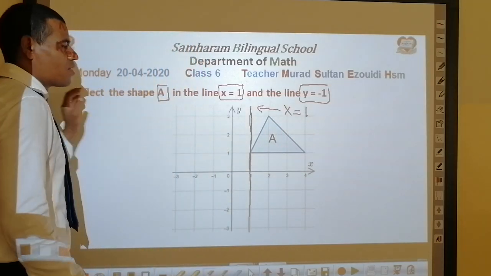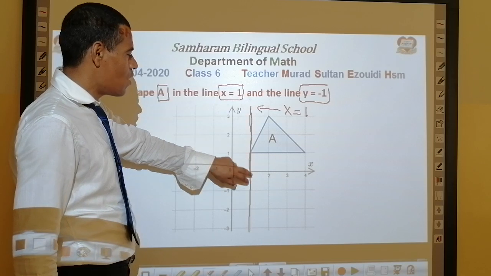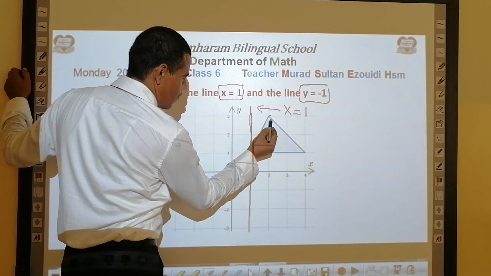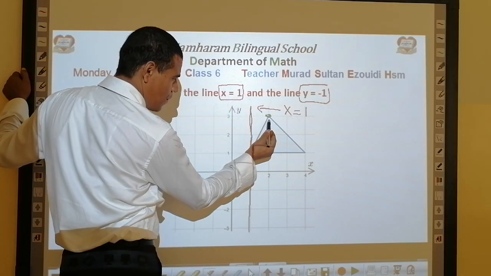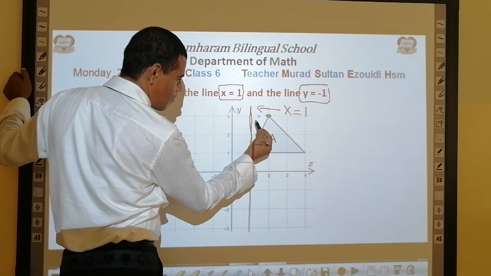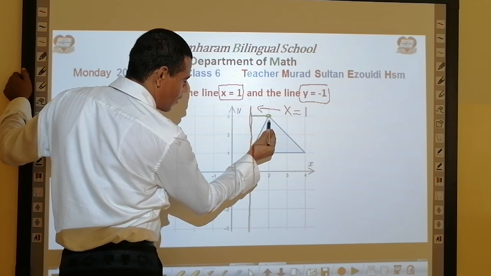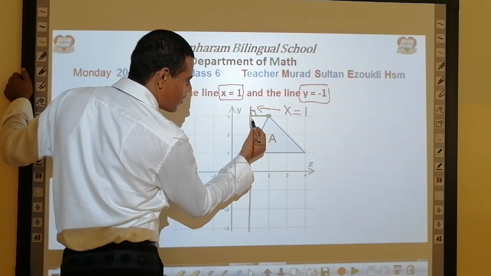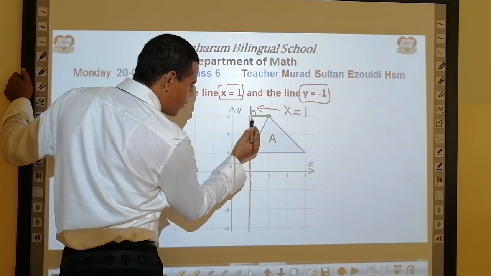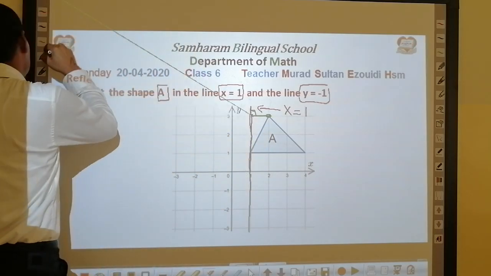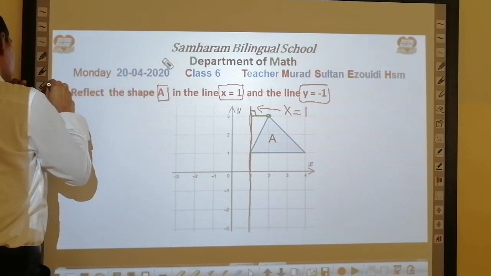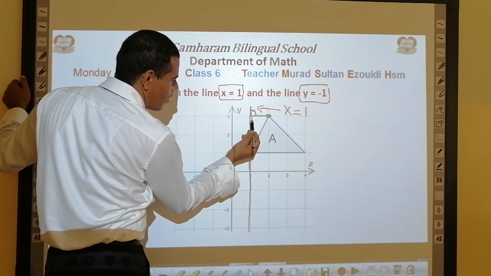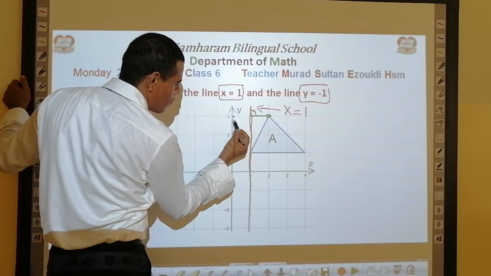You will try to reflect this triangle in the line of reflection x equal 1. What will you do exactly? The first vertex of the triangle is only 1 unit from the line of reflection. You will draw a perpendicular line like that. This is 90 degrees. Then you should keep the same distance from the point on the line of reflection to the image.